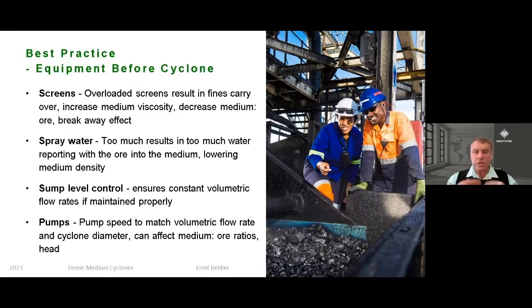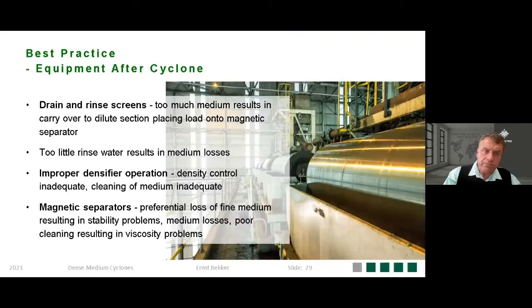Spray water, too much. If you have too much spray water, just keep in mind, every screen has got a certain drainage capacity. Don't overdo it, but just keep in mind that you don't have too little spray water as well. And then too much spray water can carry over into the mixing box, lowering the medium density. Sump level control, just ensure that we have constant flows. And then the pump speeds, make sure that the pump and the cyclone are matched. Sometimes people change pumps due to a breakdown and there's a mismatch between the pump and the cyclone, and then it starts to affect the cyclone performance as well.